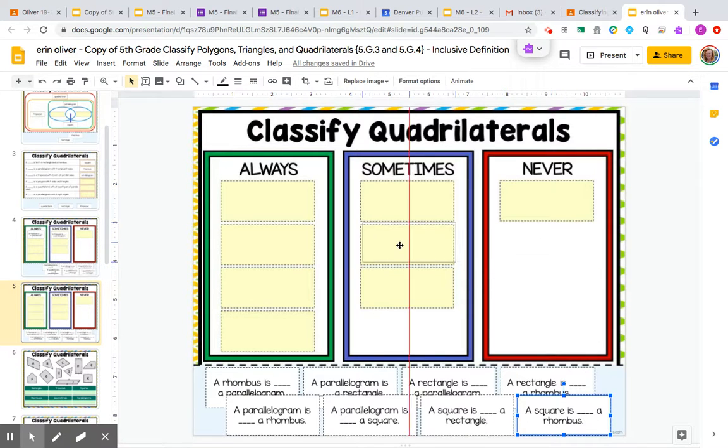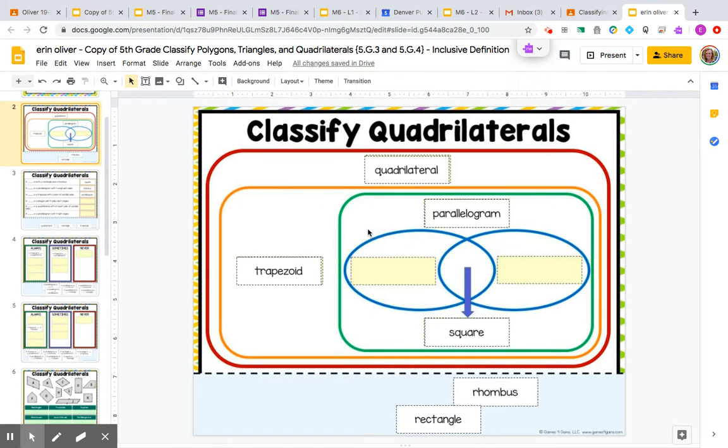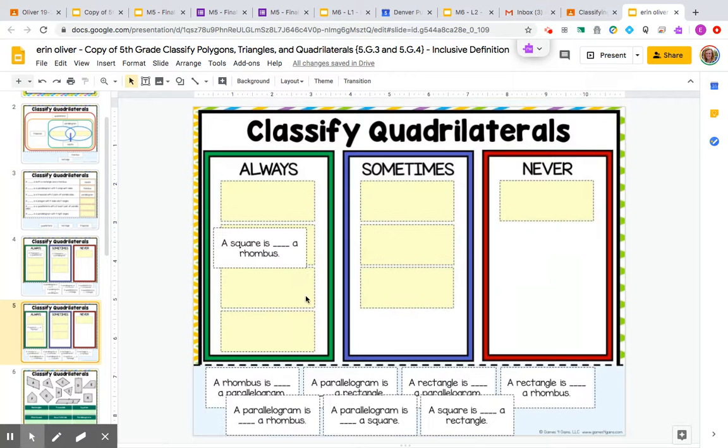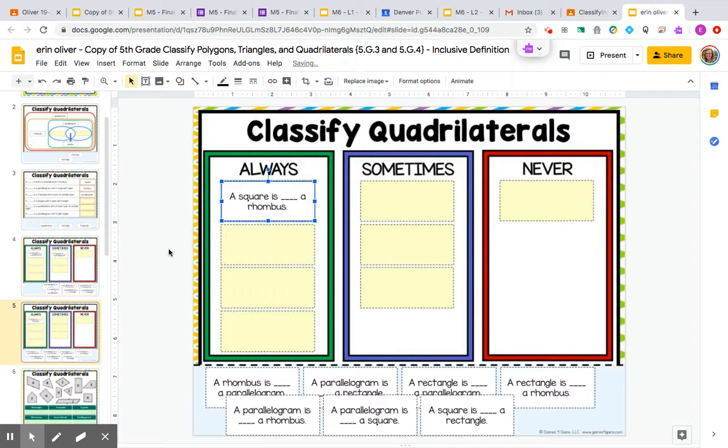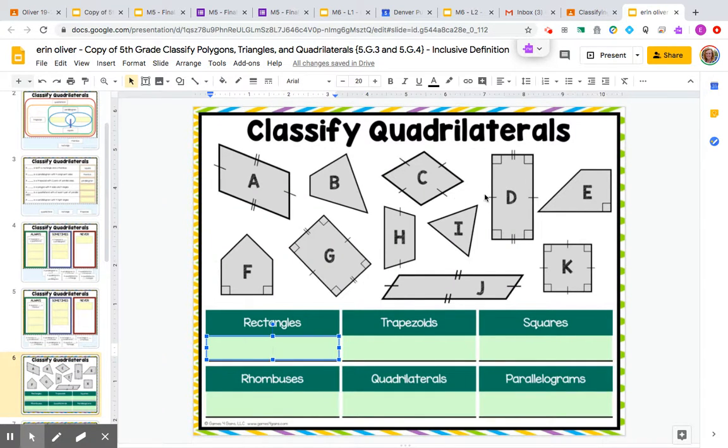A square is sometimes a rhombus. Or is it always a rhombus? Let's go back to our diagram. We know that it can be both a rhombus and a rectangle. So I'm going to say a square is always a rhombus. You're then going to continue down, put in the blank which one's a rectangle. I know that D is a rectangle, has right angles, it has 2 sets of parallel lines. Remember, these lines right here mean its opposite line is the same size. So these 2 match in size, and these 2 match in size. So down here I'm going to put D. If I see any other rectangle, I'm going to put that there as well.